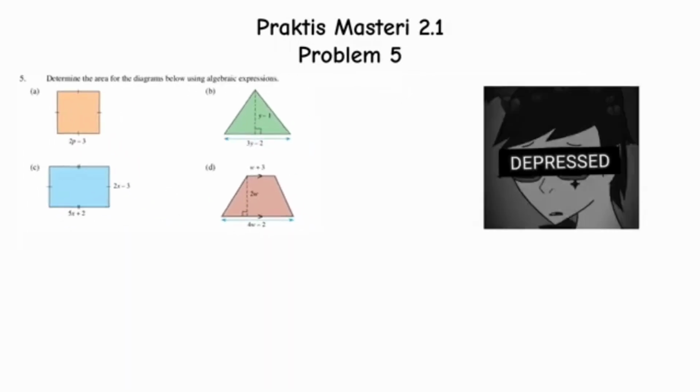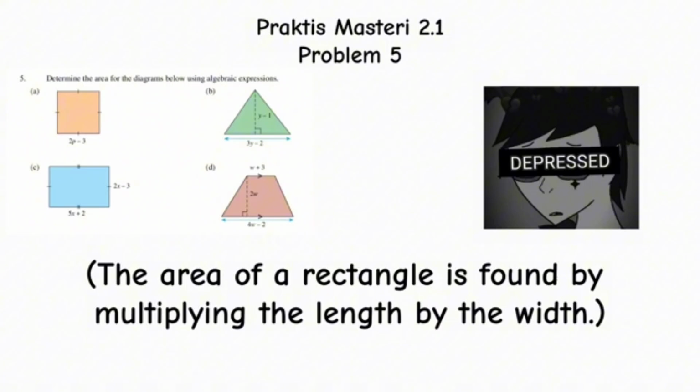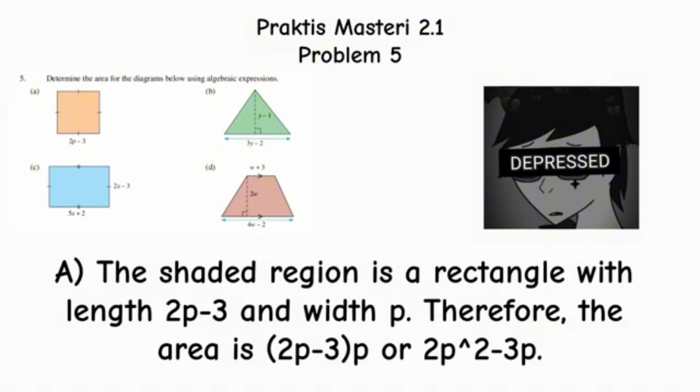Problem 5, find the area of the shapes. The area of a rectangle is found by multiplying the length by the width. A. The shaded region is a rectangle with length 2p plus 3 and width p. Therefore, the area is (2p plus 3) times p, or 2p squared plus 3p.